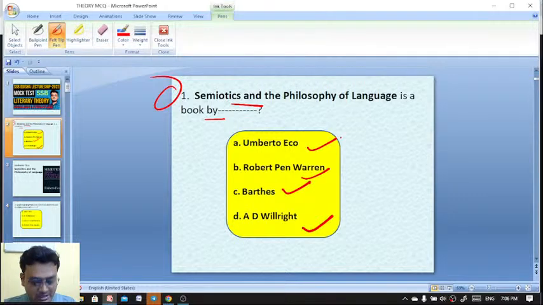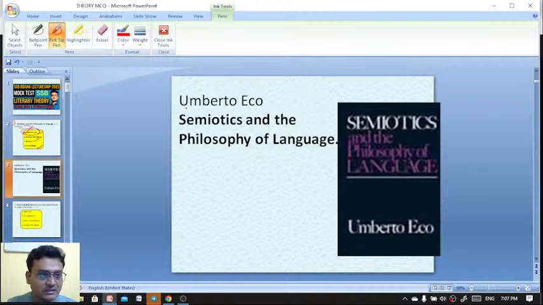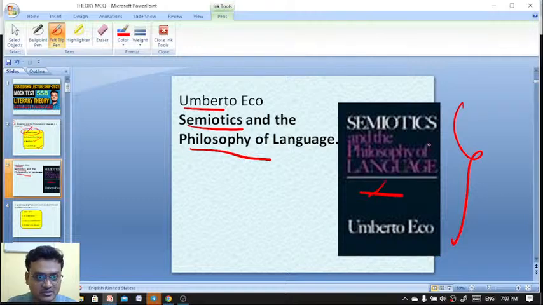So here the first question is that Semiotics and the Philosophy of Language: Eco, Robert Penn Warren, Roland Barthes, A.D. Hope. We have done it earlier as well. Do answer quickly. No, it's not B. It's Umberto Eco. Semiotics and the Philosophy of Language is a work by Umberto Eco. It's not Robert Penn Warren. A is the right answer. The semiotician, here you see Umberto Eco. Here is the cover page of this book. Umberto Eco is the right answer.